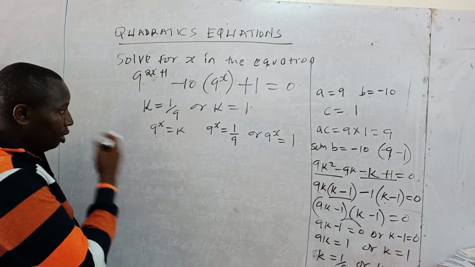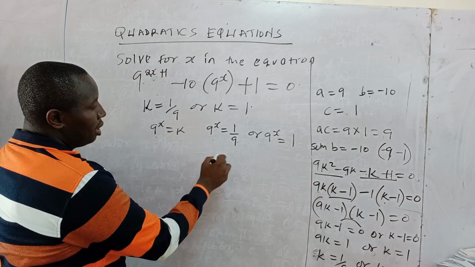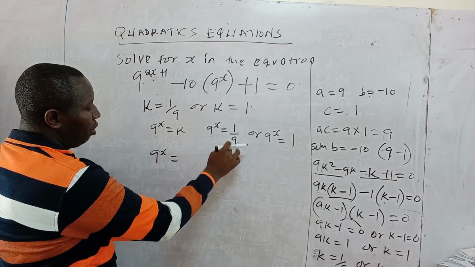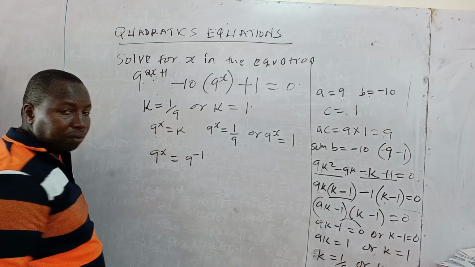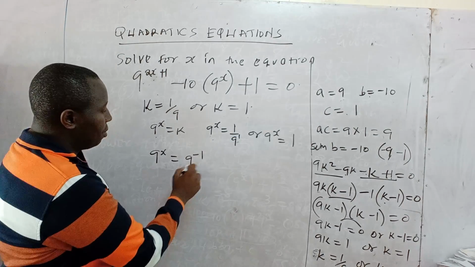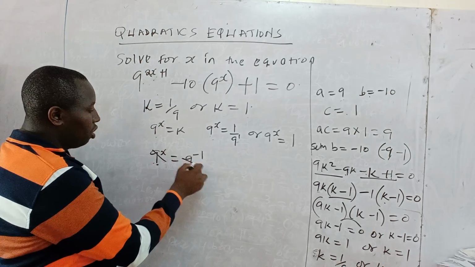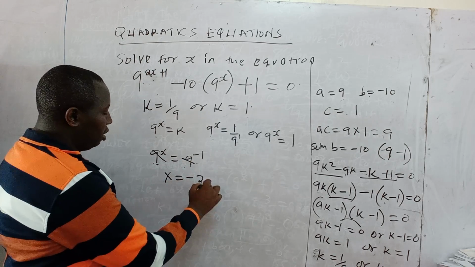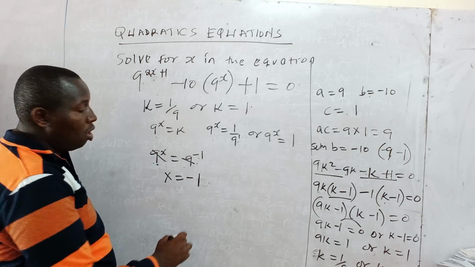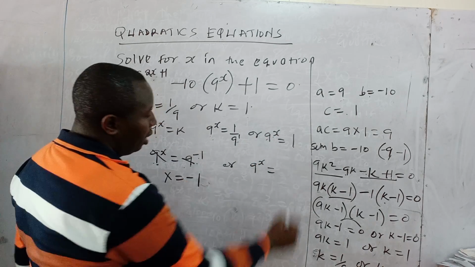So therefore, convert this one to powers. You are supposed to write 9 raised to power x is the same as saying, if you find the reciprocal of this one, you get 9 raised to power negative 1. That is reciprocal. The power changes from positive 1 to negative 1. So therefore, because the bases are the same, you can drop the base and say the value of x is equal to minus 1, or 9 raised to power x is equal to 1.